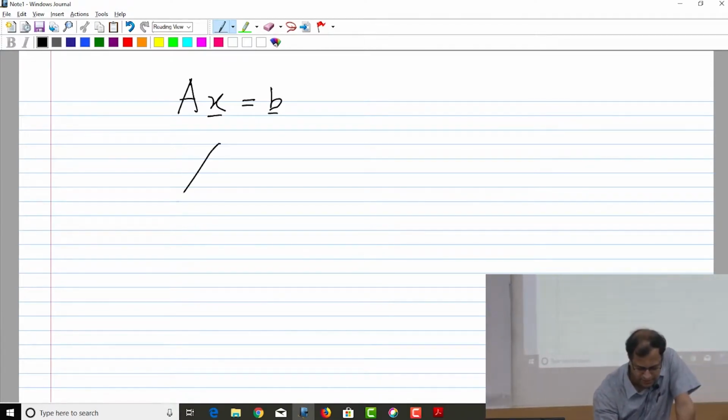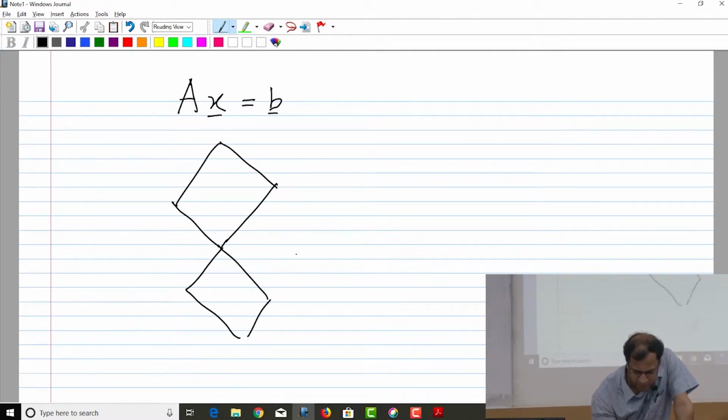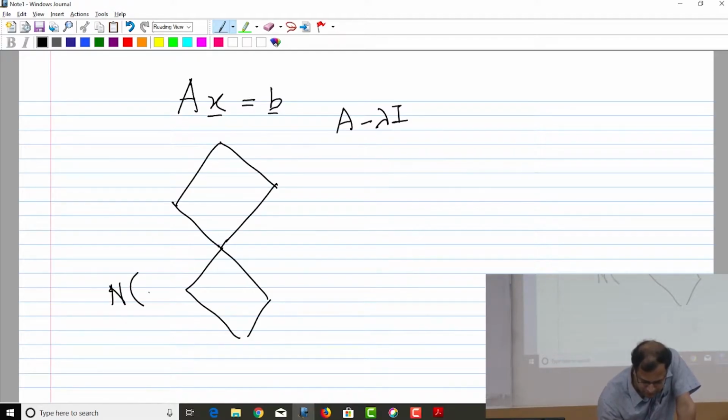So this is a matrix. This is the row space. This is the null space. Now we are talking about this matrix, right? A minus lambda I. So this is the null space of this matrix A minus lambda I.